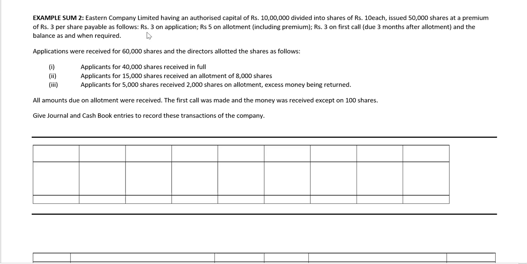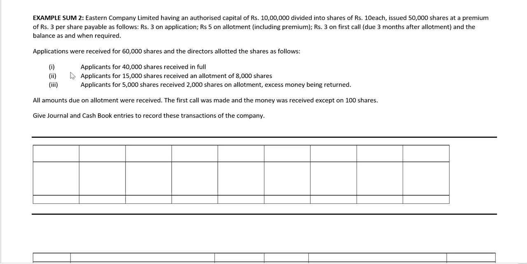Eastern Company Limited, having an authorized capital of rupees 10 lakh divided into shares of rupees 10 each, issued 50,000 shares at a premium of rupees 3 per share, payable as follows: rupees 3 on application, rupees 5 on allotment including premium, rupees 3 on first call due 3 months after allotment, and the balance as and when required. Applications were received for 60,000 shares and the directors allotted the shares as follows.